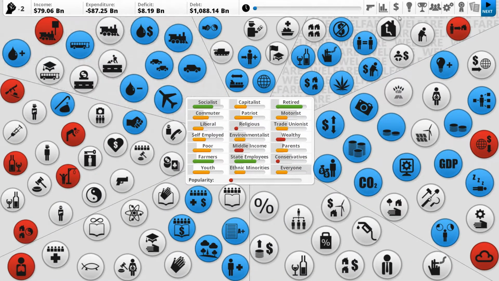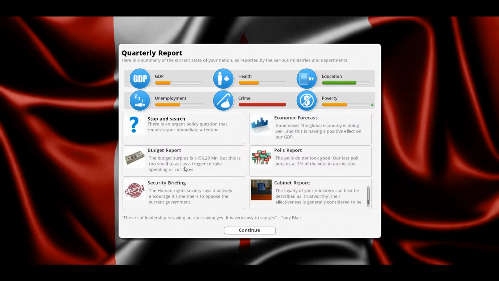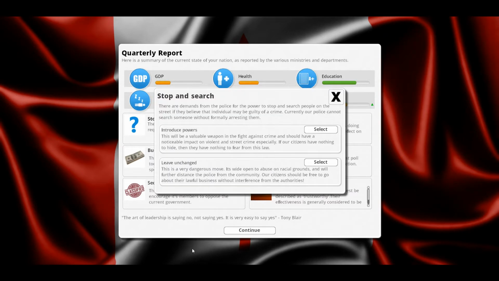That's basically what we can do with this turn. We've only got 2 points left, so we're going to go to next. Click to return government. Now this is our quarterly report, so we have a policy. There are demands from the police for the power to stop and search people on the street if they believe that individual may be guilty of a crime. Currently, our police cannot search someone without formally arresting them, so we can choose to introduce powers or leave unchanged.